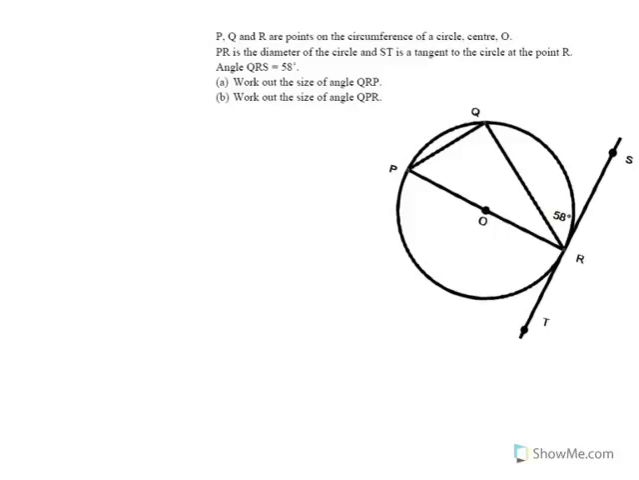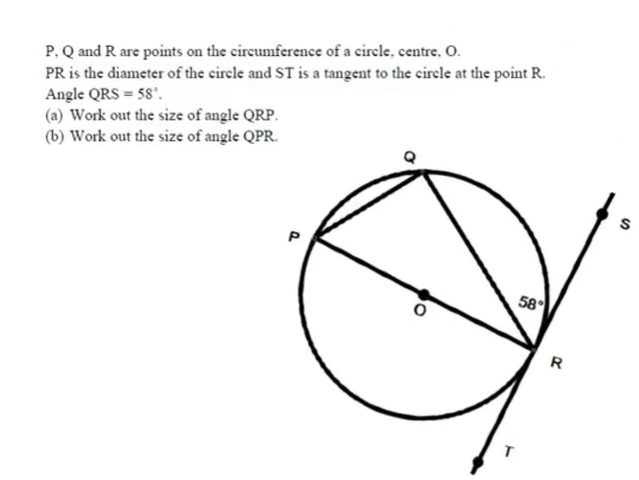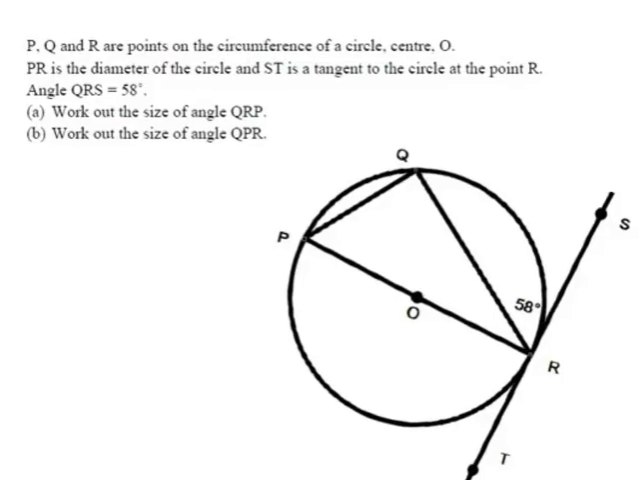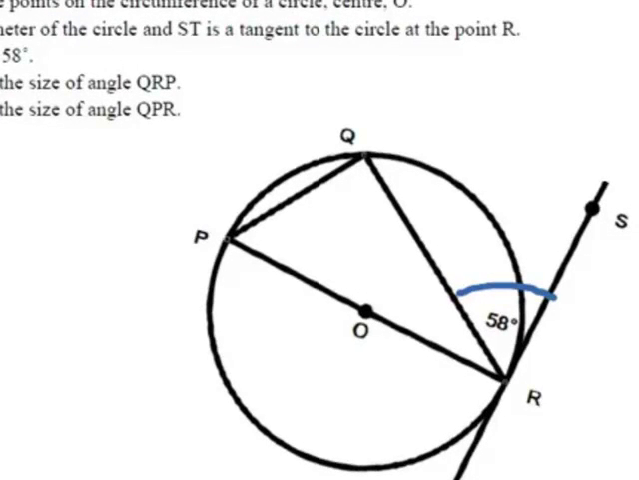Hello, welcome to this tutorial in which I'm going to have a look at another examination style question on circle theorems. In this particular one, P, Q and R are points on the circumference of a circle centre O, PR is a diameter of the circle, and ST is a tangent to the circle at the point R. And the angle QRS, this one here, is given as 58 degrees.